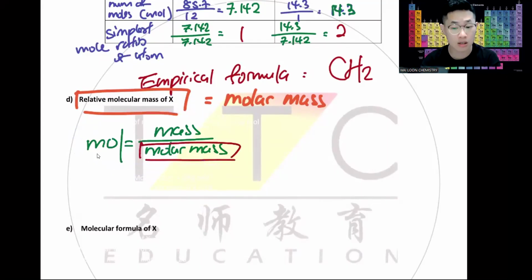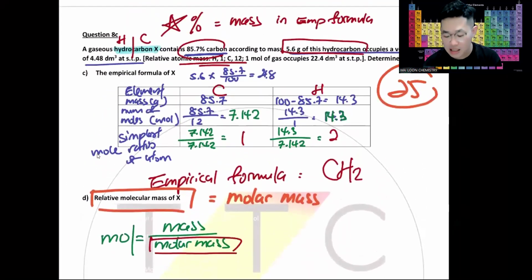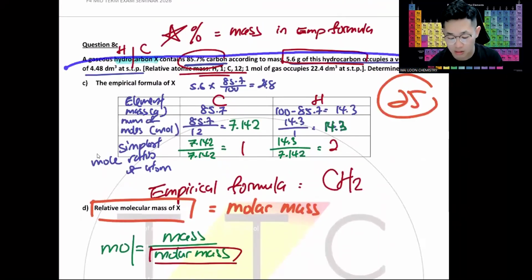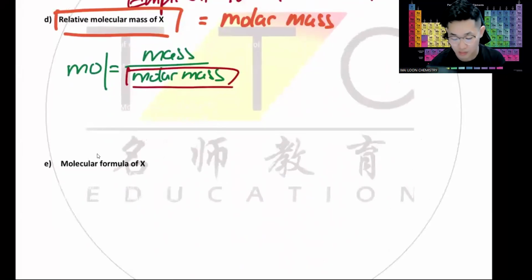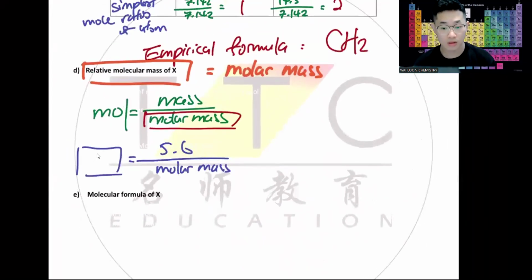Now you check the question and see. Do you have mole or mass of this hydrocarbon? Oh, I found it. I got the mass. So I put it in first, 5.6, divided by the molar mass. I don't know what's the mole. I don't have the mole.